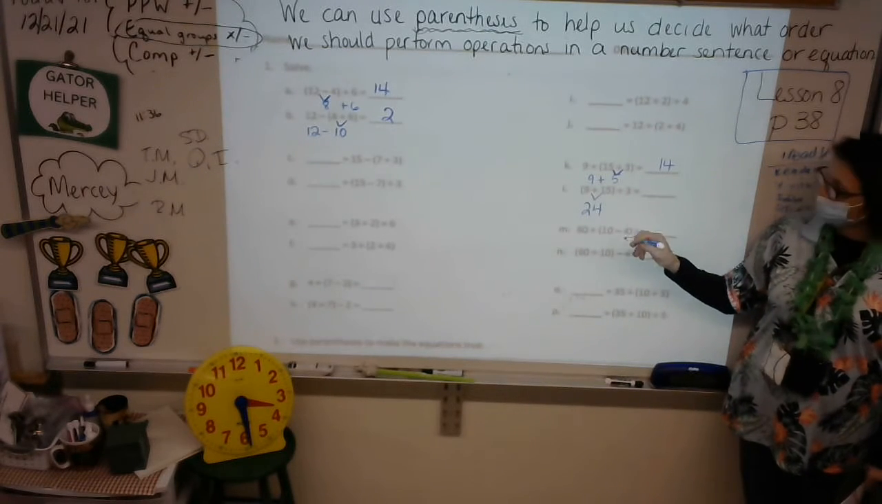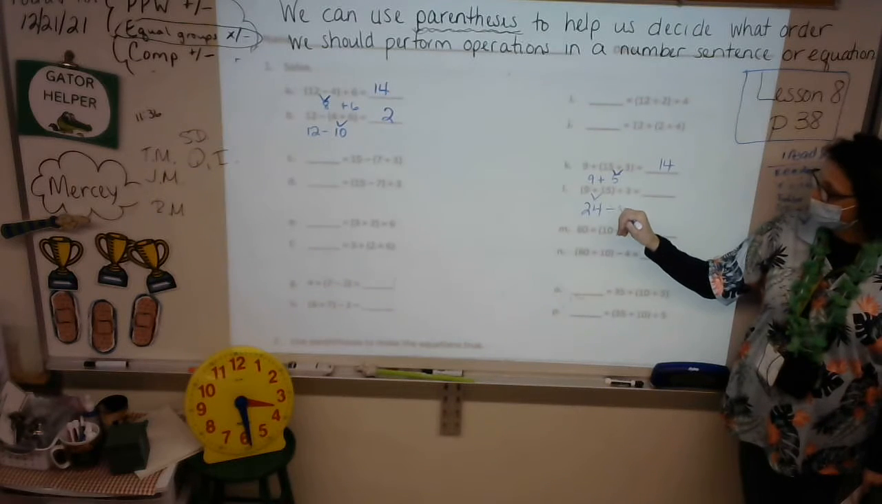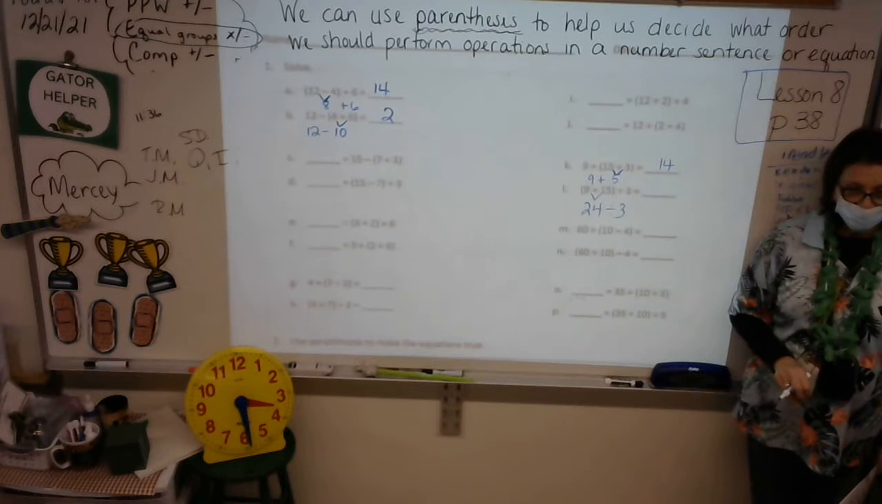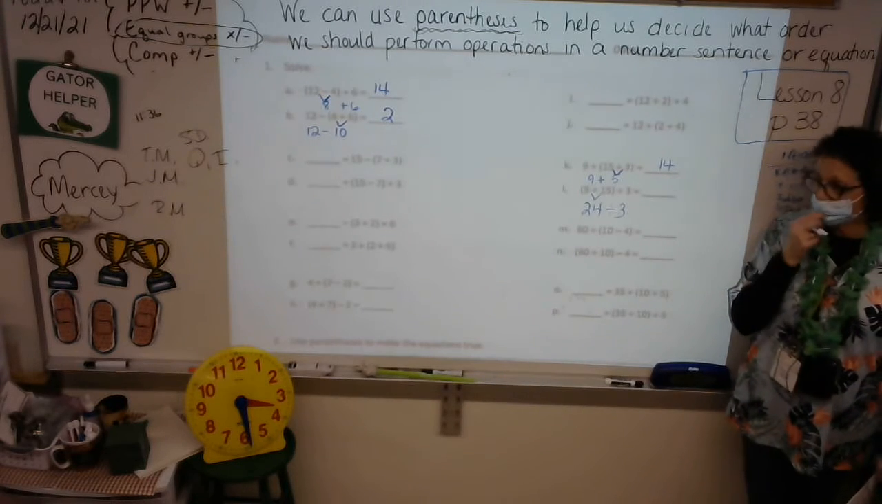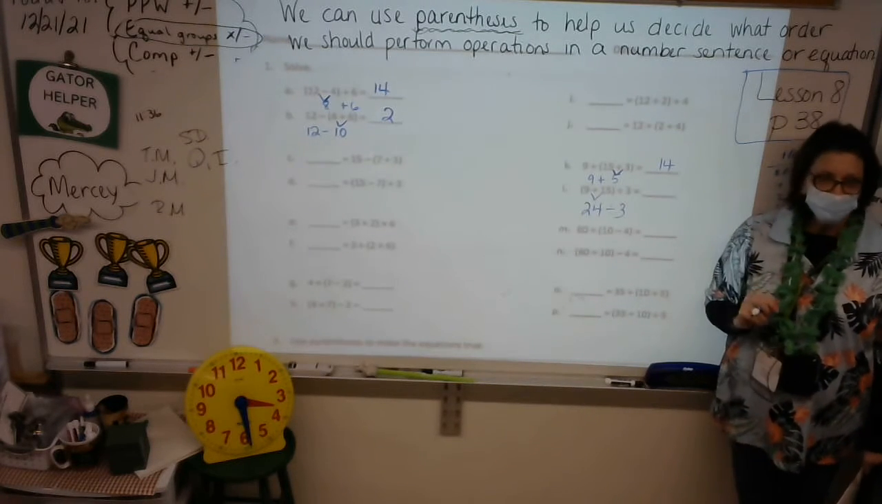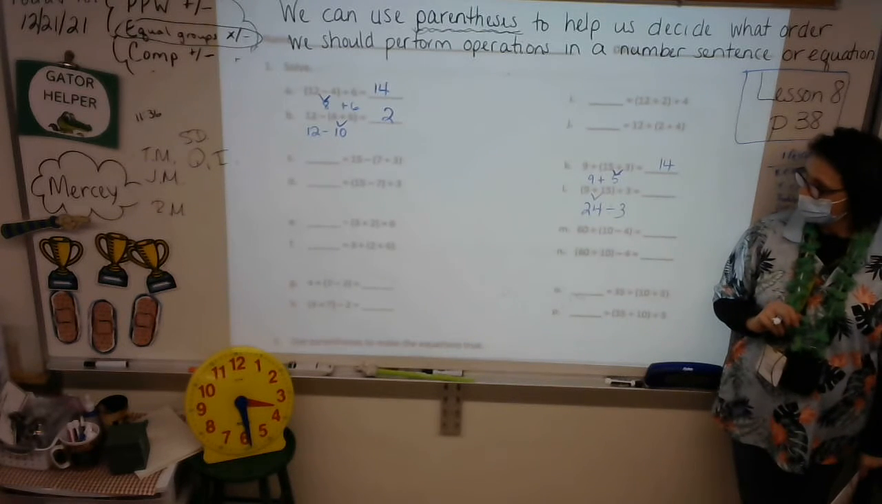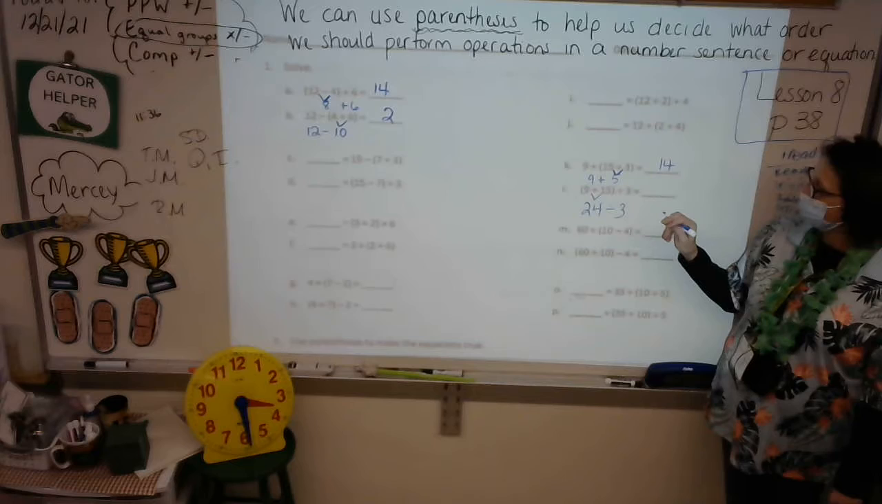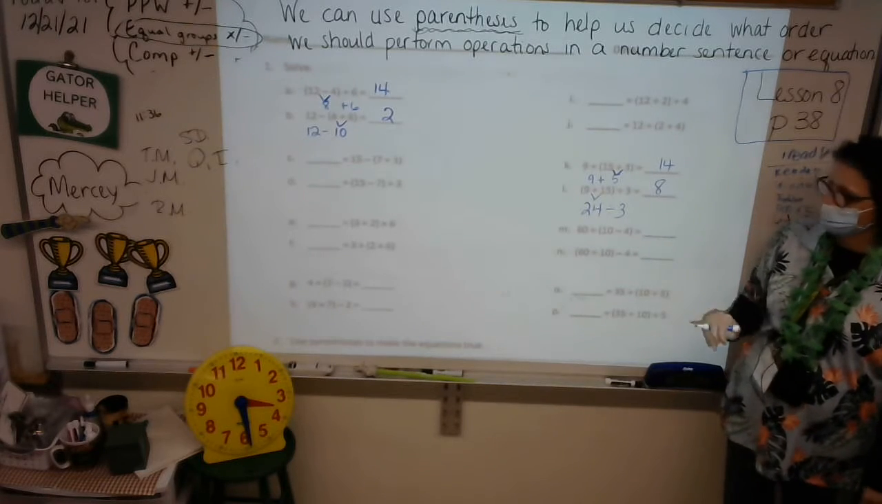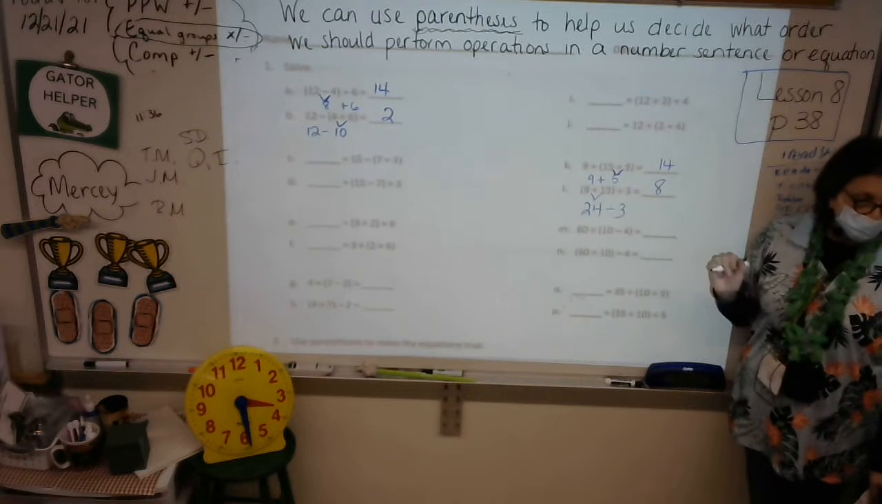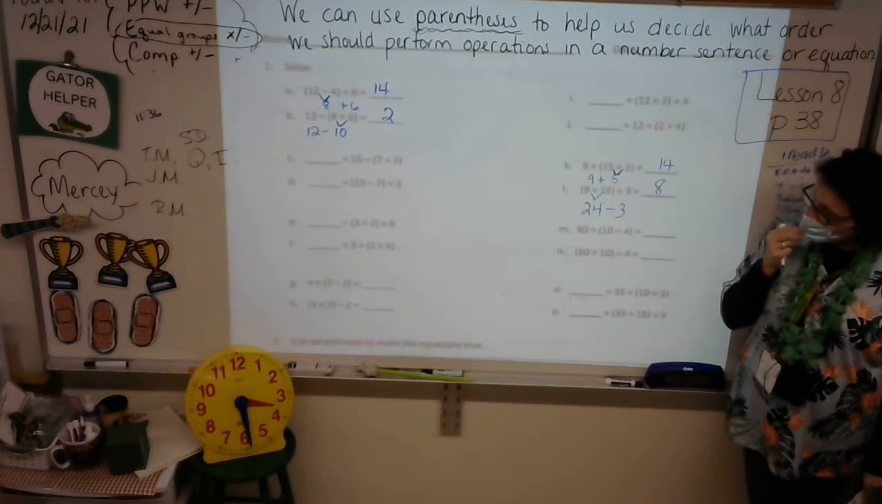I still got to divide by 3. Well, what is 24 divided by 3? If you don't know, what's your strategy going to be? Skip count. Very good, by 3. What'd you get, Bud? 8. Devon is absolutely all right. 24 divided by 3 equals 8. So look how different our answers were just based on where our parentheses are. Okay?